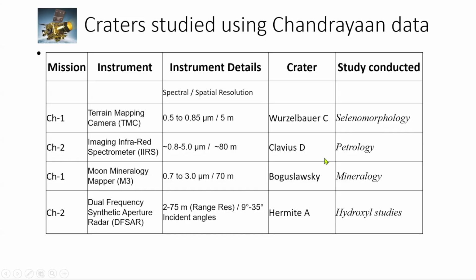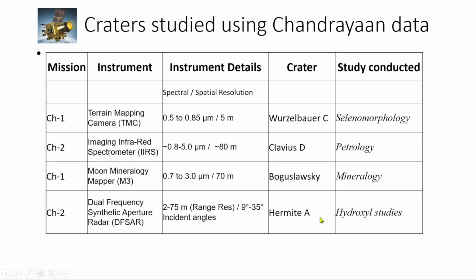And the second crater, Clavius D, was used to study the petrology, the type of rock formation, from the Imaging Infrared Spectrometer, that is IIRS. It's a hyperspectral sensor, and the spectral range is from 0.8 to 5 micrometers with an 80-meter resolution. These resolutions are pretty good, and we can finally study the fine features of the rocks here.